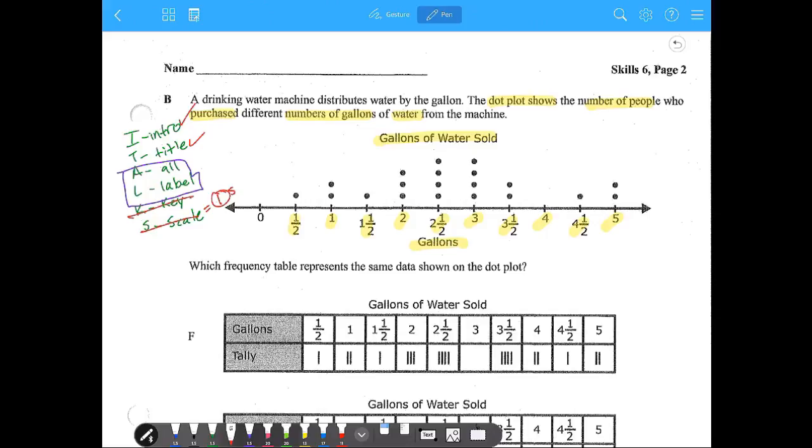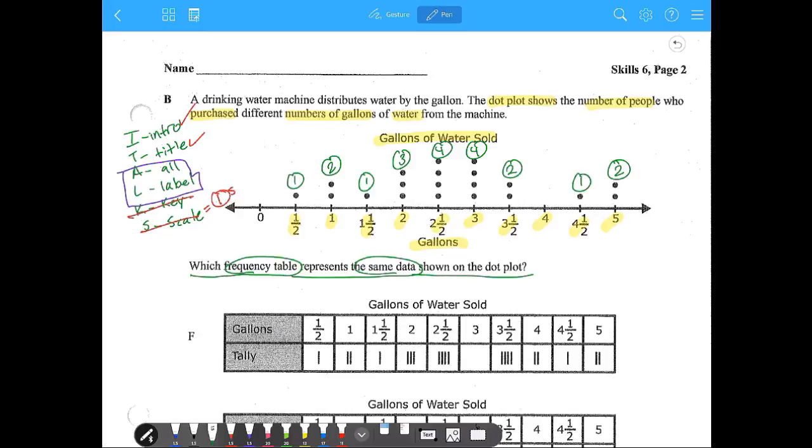Now let's draw our lollipops on top. So on half, we're going to put 1. There's 2 dots. 1, 3, that's 4. This is 4, 2, 1, 2. Okay, so here it says which frequency table represents the same data shown on the dot plot. Okay, so let's see. In the half mark, there should only be 1 tally mark.